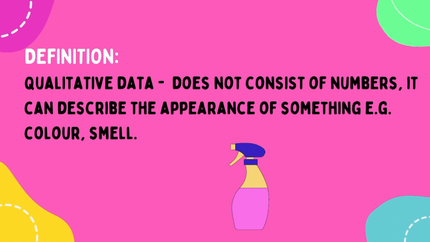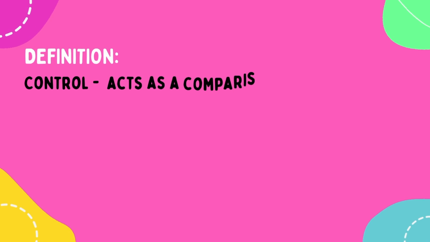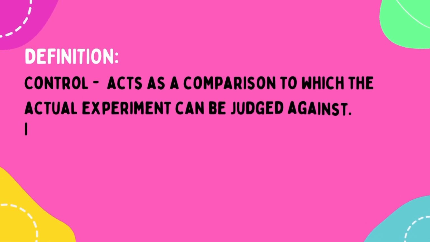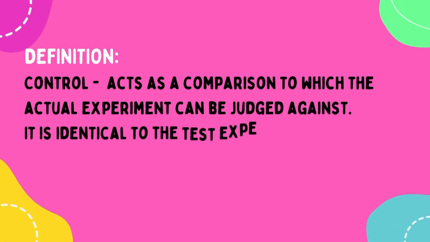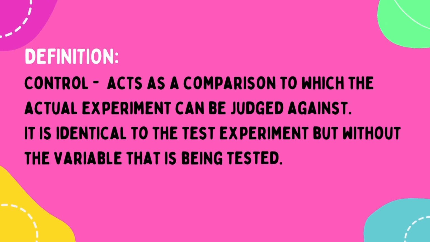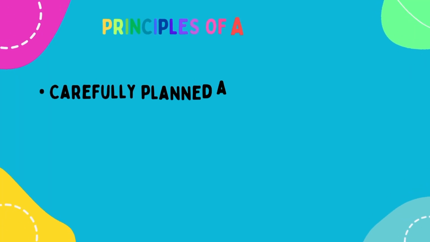After this, then we need to talk about what's called a control. So a control is really important in an investigation as it acts as a comparison to which the actual experiment can be judged against. It is identical to the test experiment but without the variable that is being tested. Usually in biology, water is a very common control that is used. So it is a part or a feature of having a good experiment.